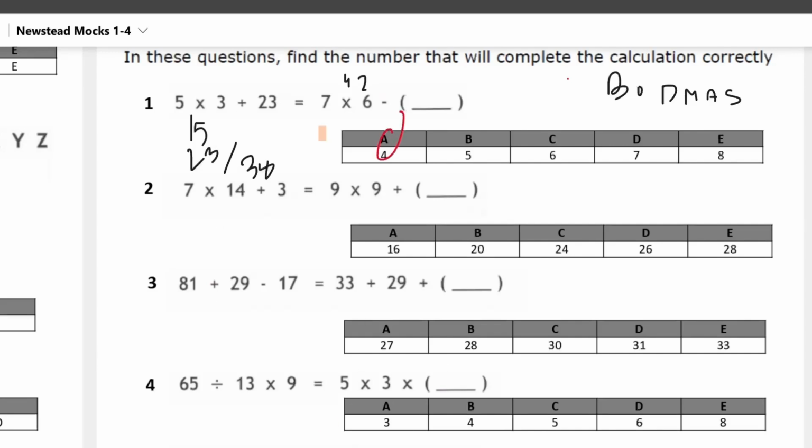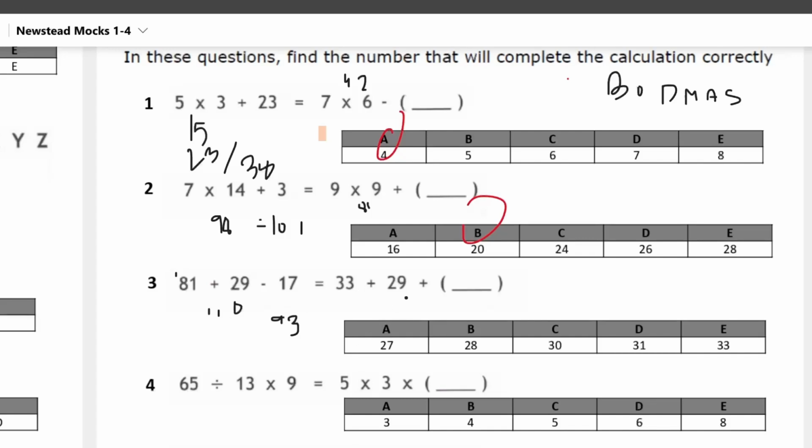Question number 2, multiplication is going to be 14 times 7. It's going to be 98. 98 plus 3 is going to be equal to 101, which means 81 plus 20 is equal to the same. 81 plus 29, we have 110. 110 minus 17 is going to be 93, because we minus 10, then minus 7.